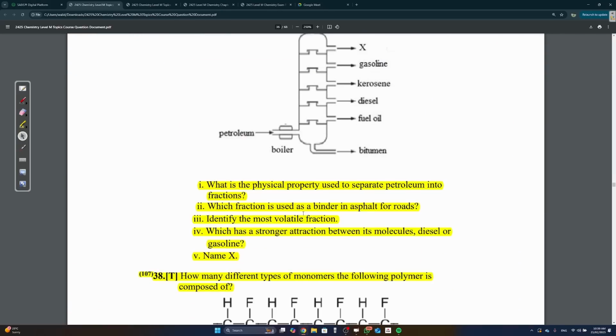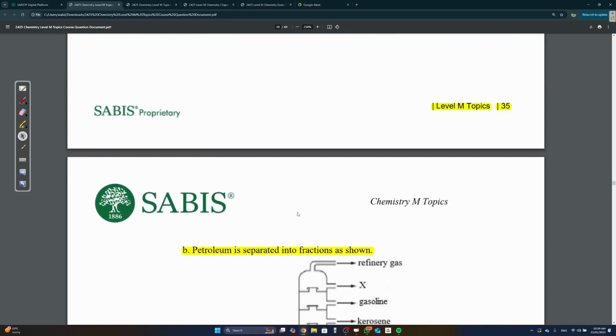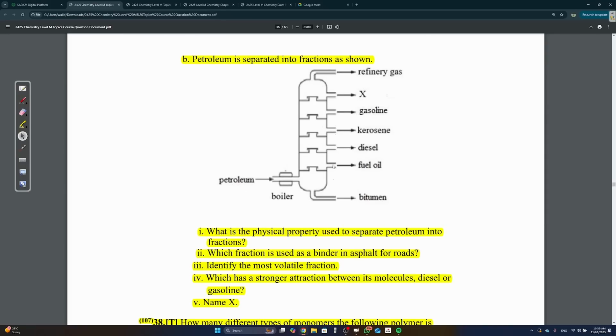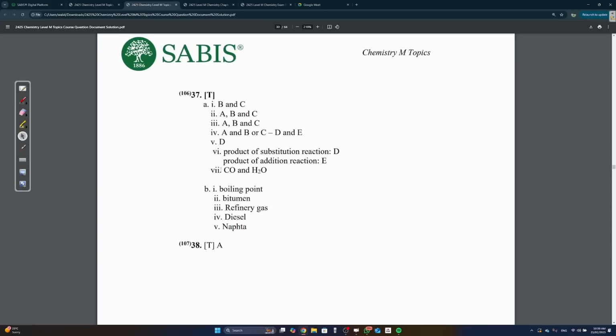Petroleum is separated into fractions as shown below. What's the physical property used to separate petroleum into fractions? Okay, this is boiling point, right? Because what separates between them? Boiling point.